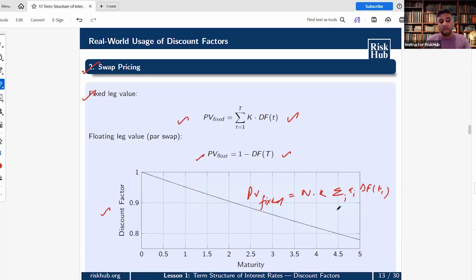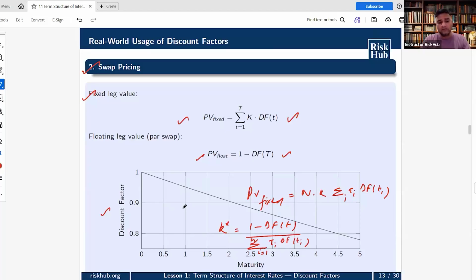Where notional, tau sub i is a day count fraction for period i, setting the two legs equal gives the par swap rate, right? The par swap rate will come as K star. So capital K star equals 1 minus DF of capital T, all divided by the sum from i equals 1 to n of tau sub i times DF of T sub i.